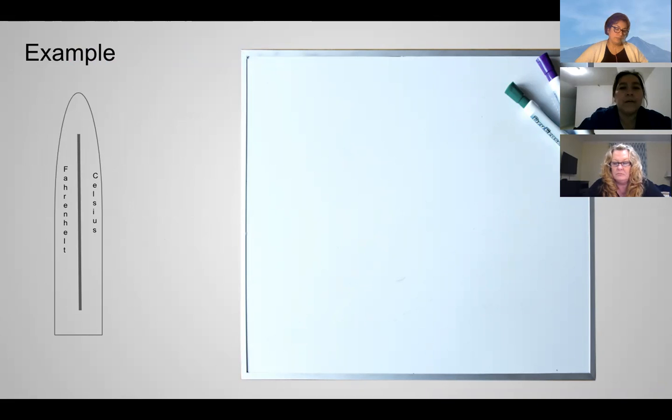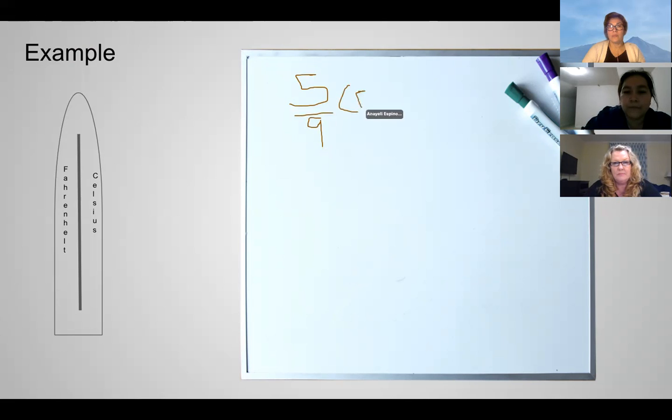Here, I will demonstrate an example of how to make conversions. On the previous page, there were formulas. So here, I'm going to show you how to convert Fahrenheit to Celsius. The first thing we're going to do is write down the formula, which is 5/9 parentheses with F minus 32. So that's our formula to convert Fahrenheit to Celsius.